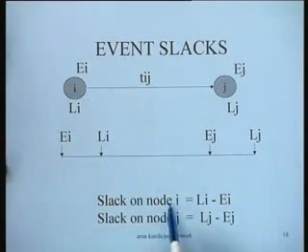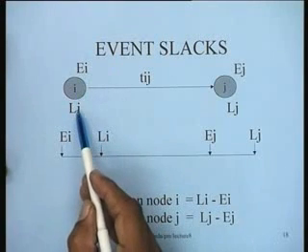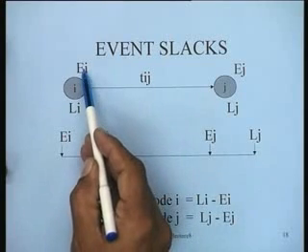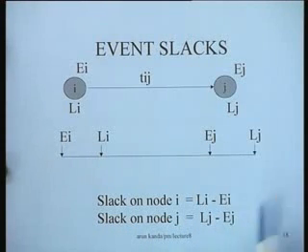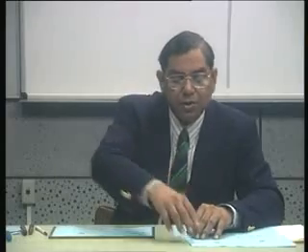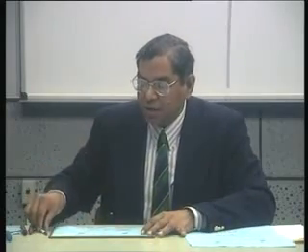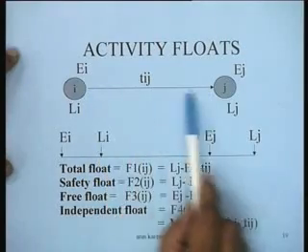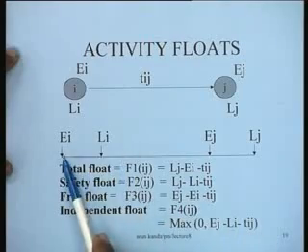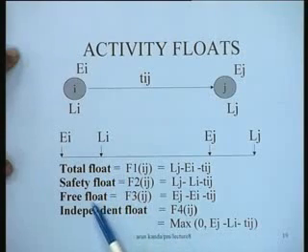We can define the slack on a node. So this particular node, which is a milestone, has a slack which is determined by the latest occurrence time minus the earliest occurrence time. So Li minus Ei is the slack on node I, and slack on node J is Lj minus Ej. This is the definition of the node slacks. Then when we talk about the activities, we can talk about activity floats. For instance, this is an activity Ij, with Ei, Li, Ej, Lj. For each activity we can define 4 kinds of float.